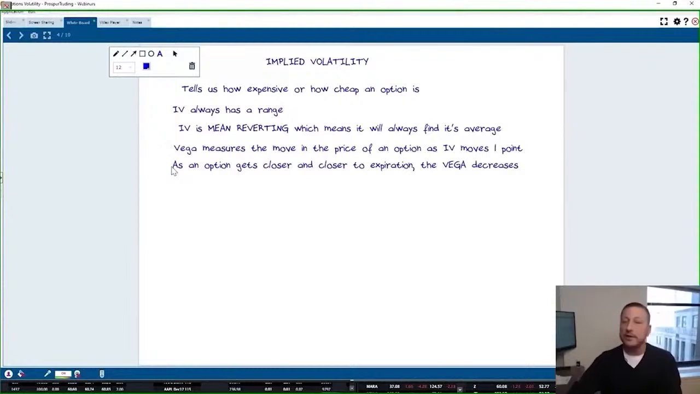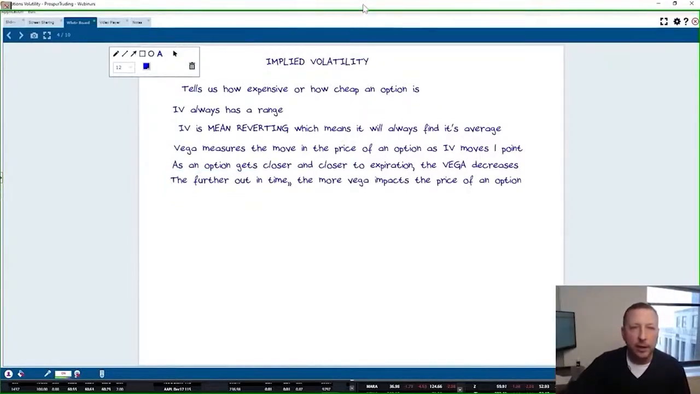Delta really just takes over as you get towards expiration. The further out in time, the more vega impacts the price of an option. Let's take a look at why.